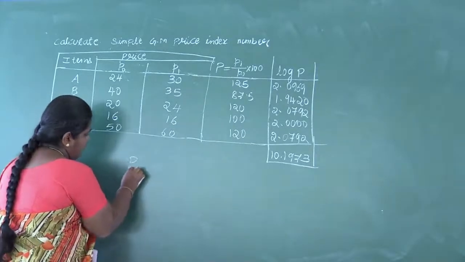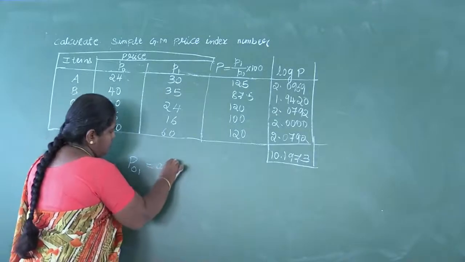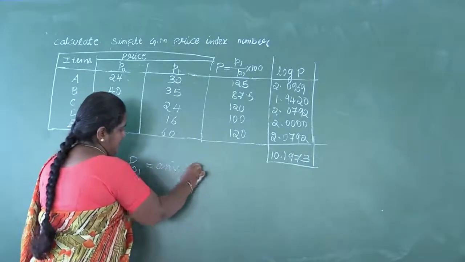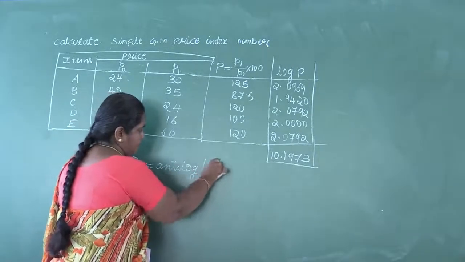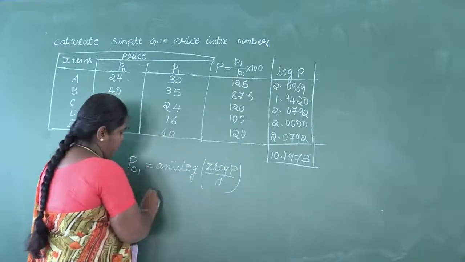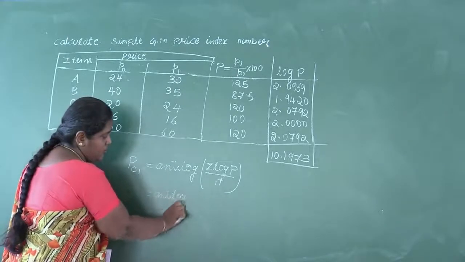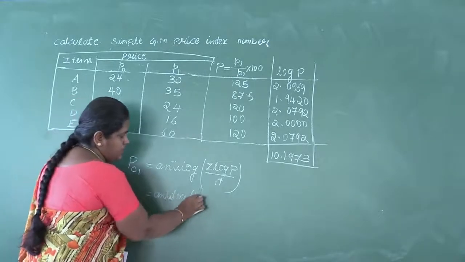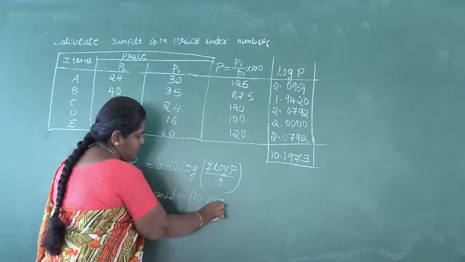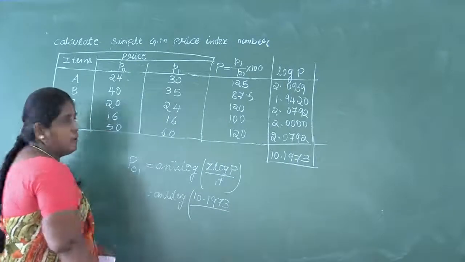Then use the formula. Geometric mean formula is P01 equals anti-log of sigma log P divided by N. Now substitute in the formula. Anti-log will remain as it is. Anti-log of sigma log P is 10.1973 divided by N. N is the number of items.